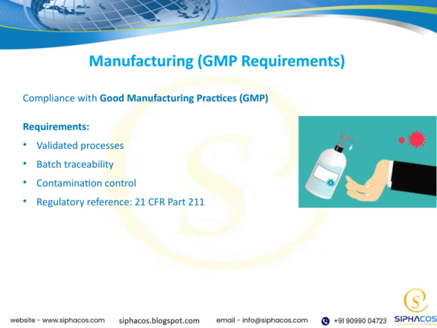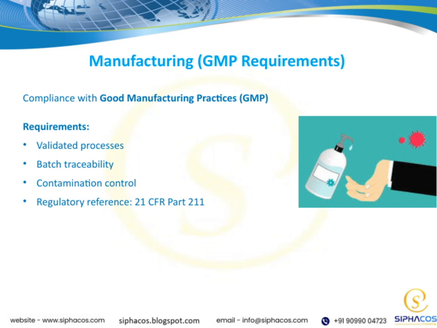One of the key points is having validated processes in place. This means we need to thoroughly verify that our manufacturing methods consistently produce products that meet quality specifications. Validation isn't just a one-time thing. It's an ongoing assurance that processes remain reliable over time.